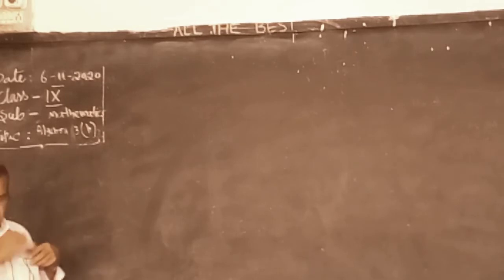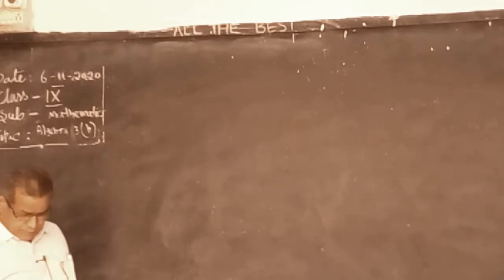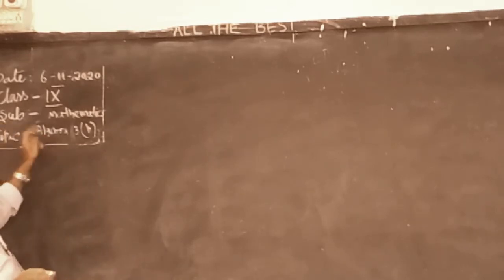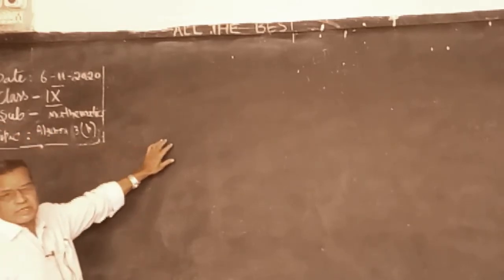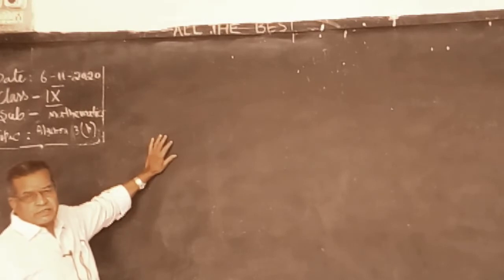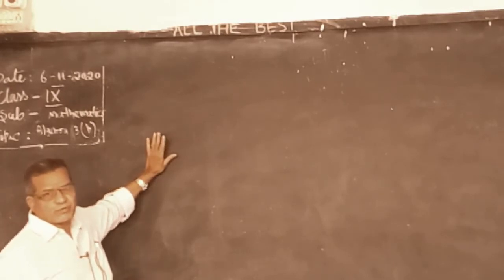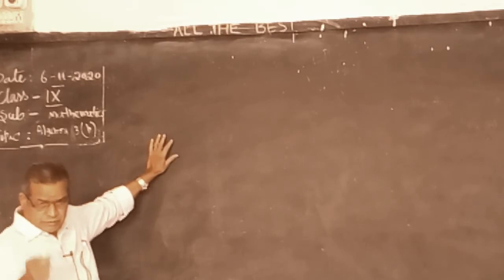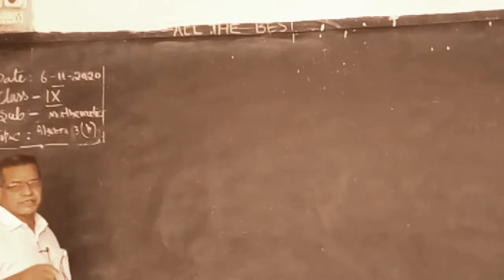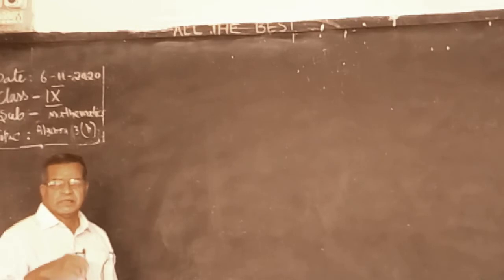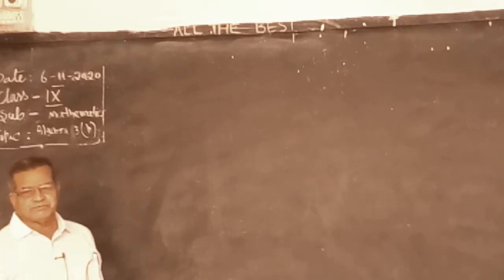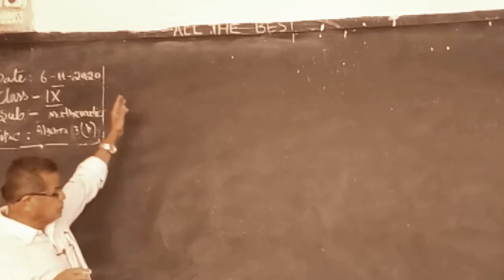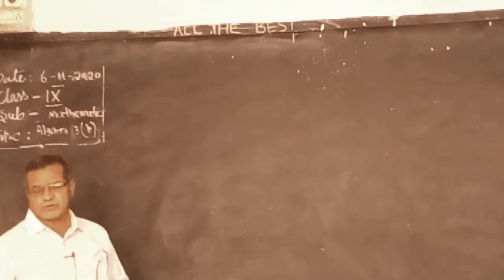Open your notes. In the previous class, we were doing problems on algebra about identities. There are more than 12 formulae: a plus b whole square, a plus b plus c whole square, a plus b whole cube, and all the formulae. Totally there are 15 problems. I have listed all these formulae.